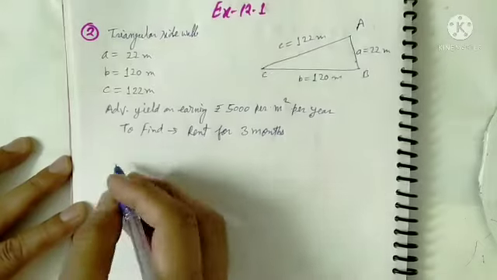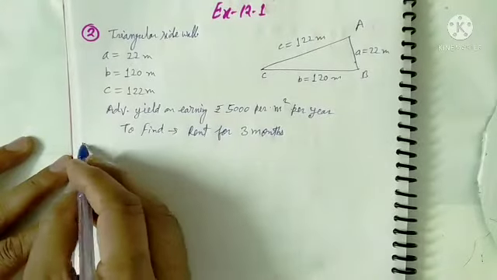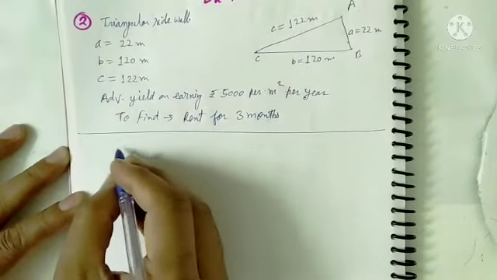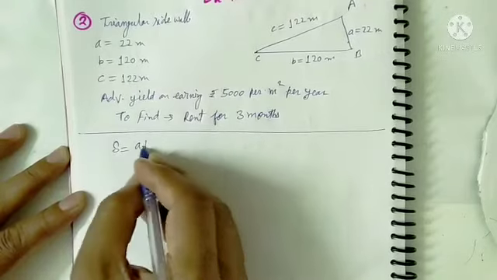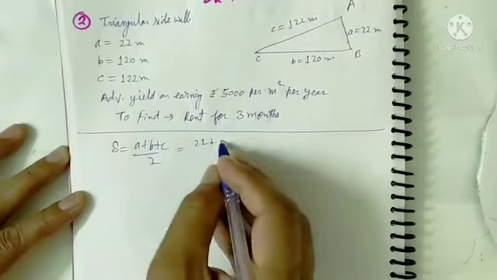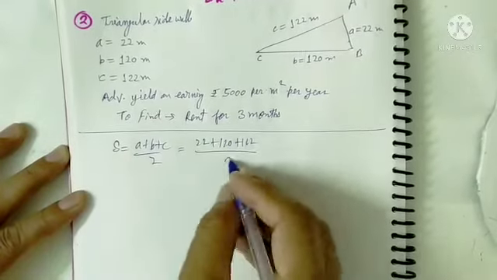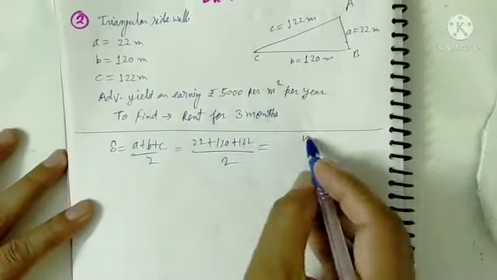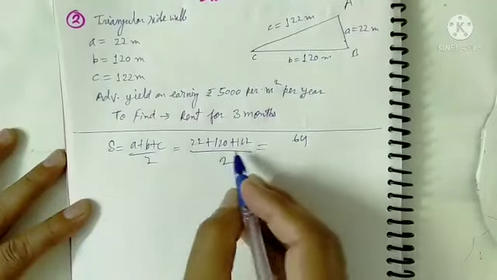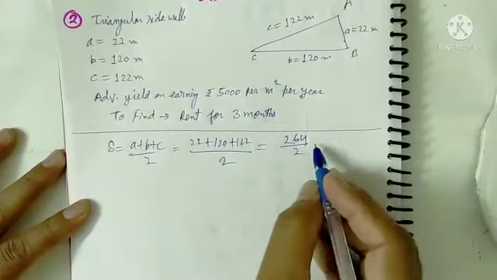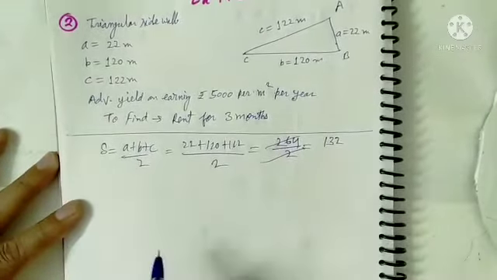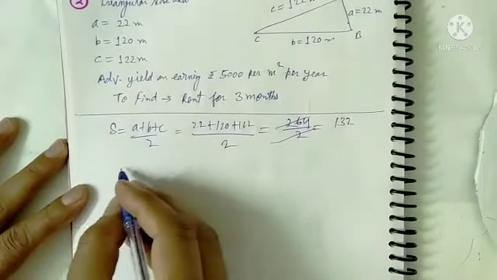So how to take out the area? We will do the question. A, B, C are given, so take out S first. S is equal to A plus B plus C upon 2 by applying Heron's formula. So 22 plus 120 plus 122 upon 2. That is 264 upon 2. Divided, that is 132. Now take out the area.